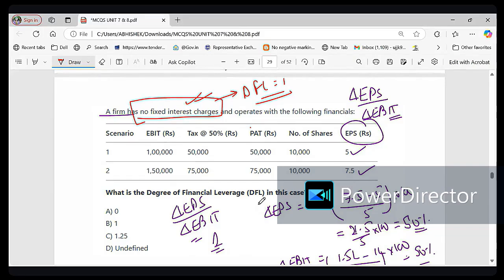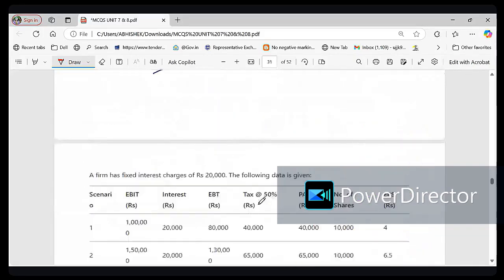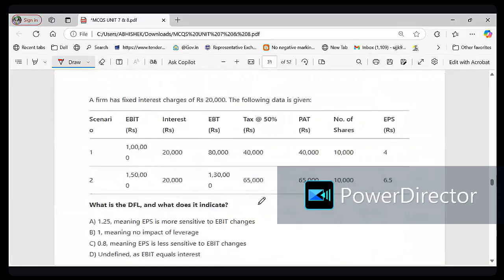Now friends, let's look at the second question. Now the same scenario, but here interest is involved. Now you see another column for interest here. This is a very good question. So in scenario number 1, you can see EBIT is given, interest is given, EBT is given, tax is given, PAT is given, number of shares, and EPS is given. Similarly in scenario number 2.